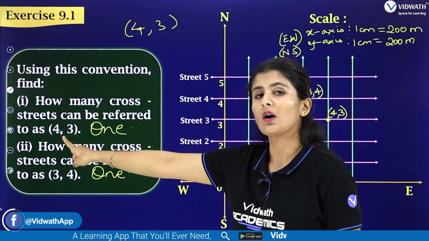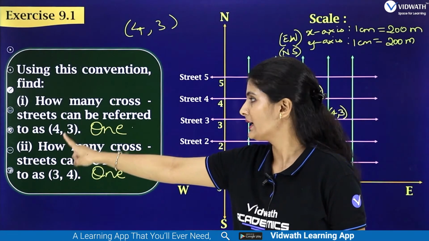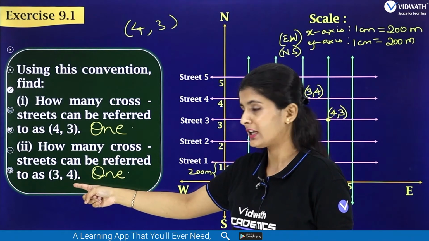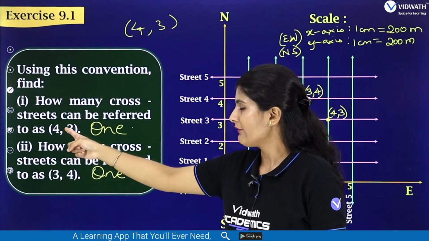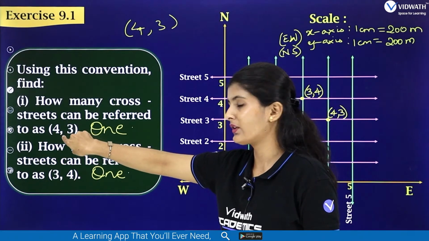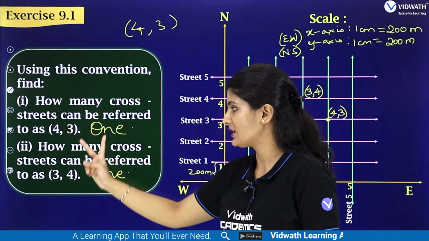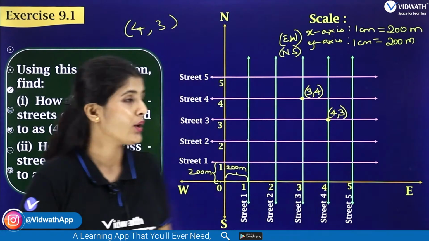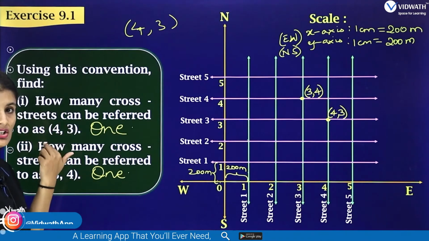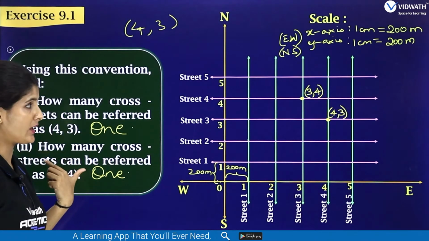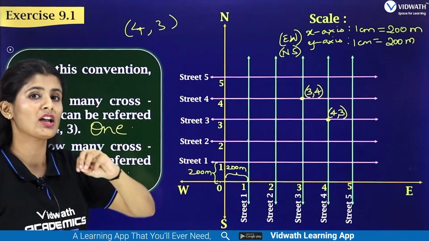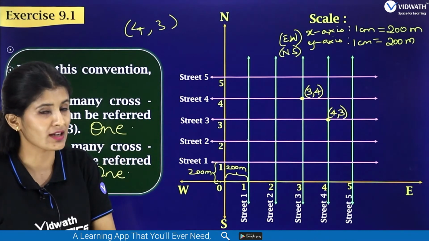Students, if you notice the coordinates of the first cross street, it is 4, 3. The coordinates of the second cross street given here is 3, 4. If you see here, the coordinates of the first cross street when interchanged gives me the coordinates of the second cross street, isn't it? But when we interchange the positions of the x coordinate and the y coordinate, the points get changed. It gives us the location of an entirely different point.